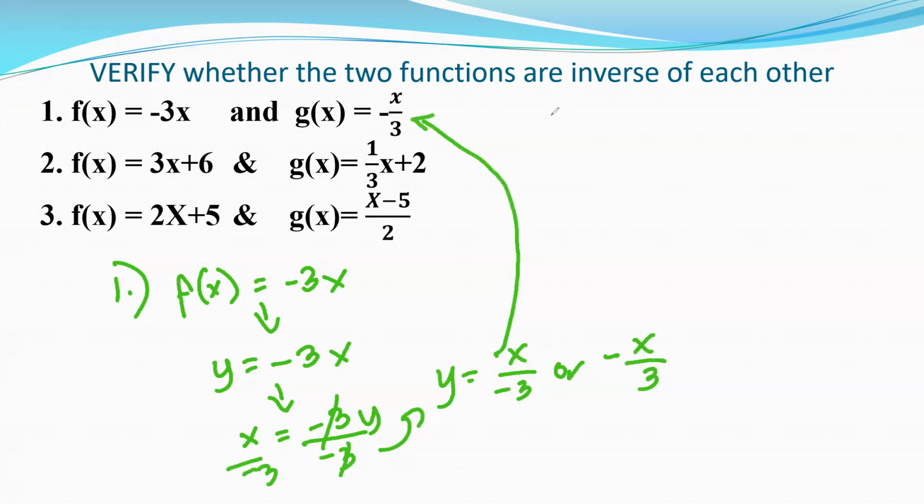Using solution 2, we can use the composite function wherein f of g of x should be equal to x. So in this case, we will use the composite function wherein g of x will be our input in the function f of x. If the result is x, then the two functions are inverse of each other. We can always use f of x as an input of g of x.